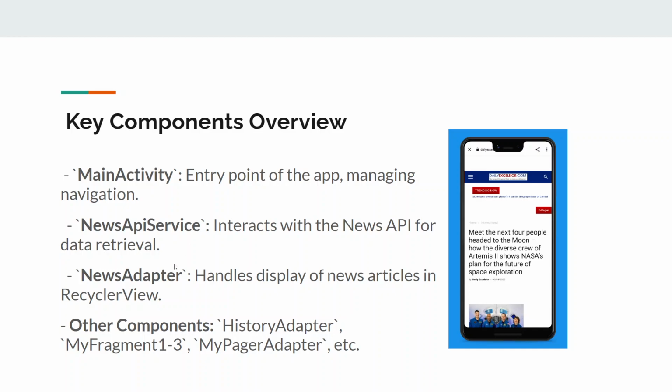And we have some adapters which are basically used in the recycler view, for what we are displaying in the list in the recycler view. So we have the history adapter and my pager adapter and other components we are also using. Basically for history, when we click on any of the news, we have to store it in our local database for showing the history. And let's move to the next component.